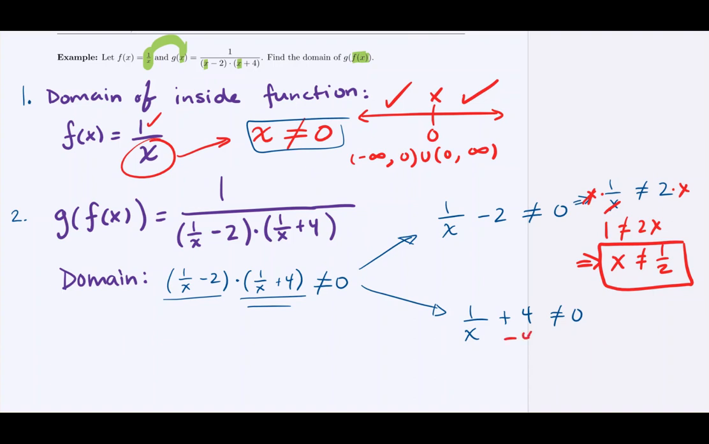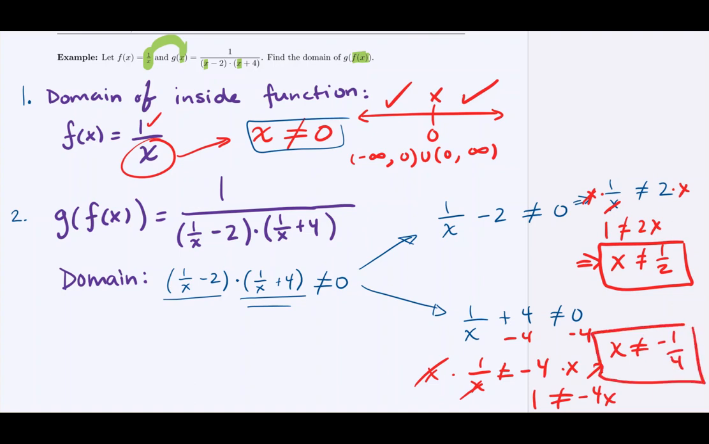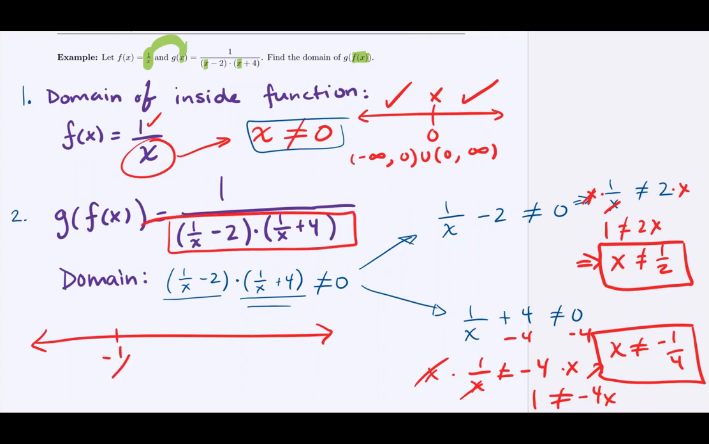Here we would subtract 4 from both sides, and we get 1 over x cannot equal -4. Multiply both sides by x, and we get 1 cannot equal -4x. That tells us x cannot equal -1/4. So we've got these two restrictions, and if we were looking at that in the domain, because the whole bottom can't equal 0, x can't be 1/2 or -1/4.